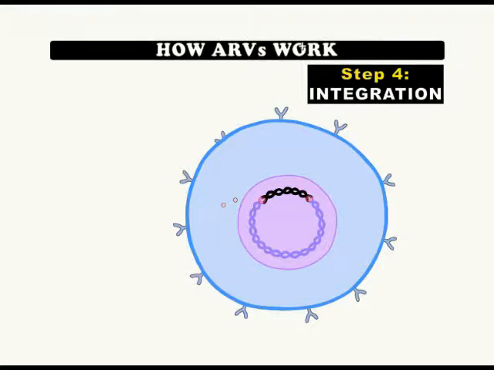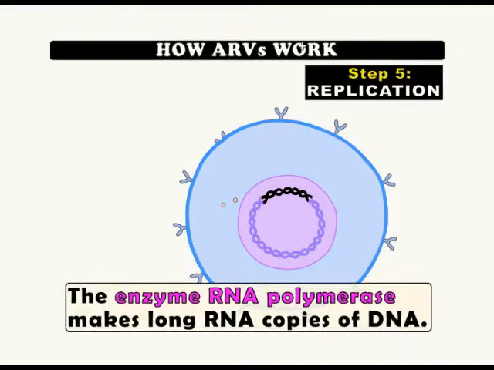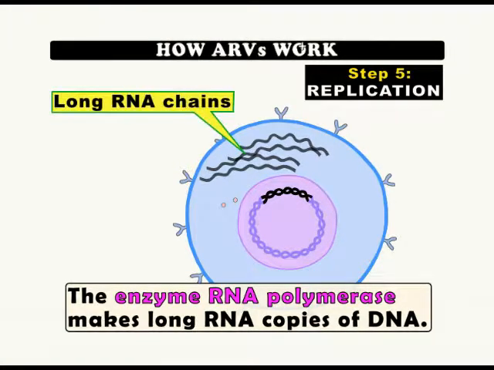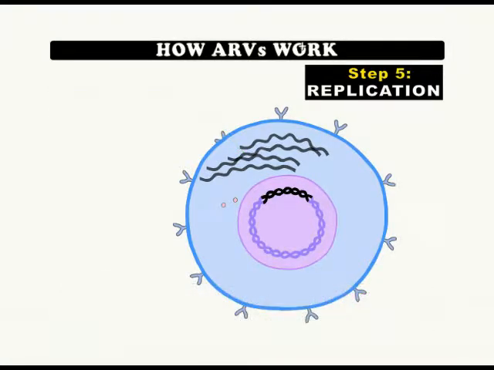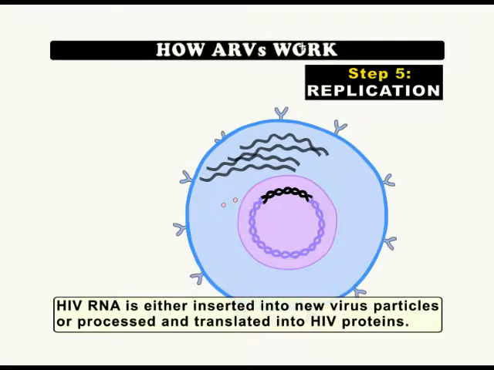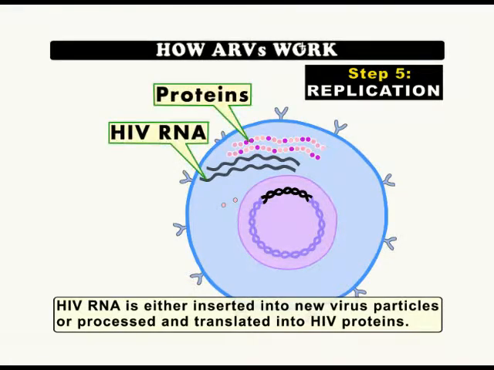Step 5 in the HIV life cycle is known as replication. In this step, the enzyme RNA polymerase makes long RNA copies of DNA. The HIV RNA is either inserted into new virus particles or processed and translated into HIV proteins.